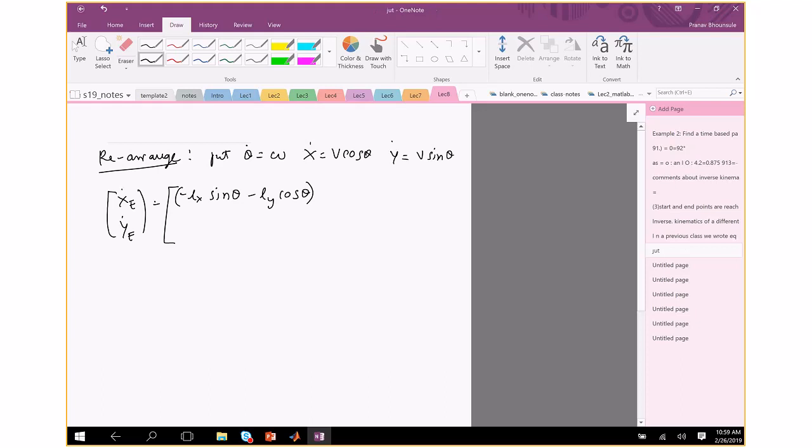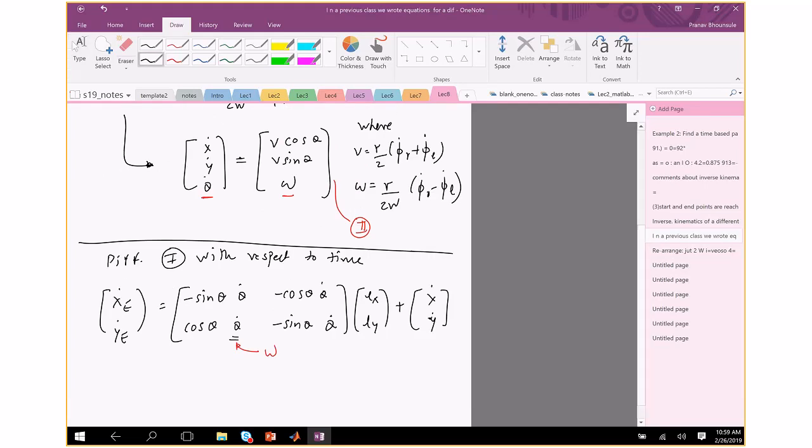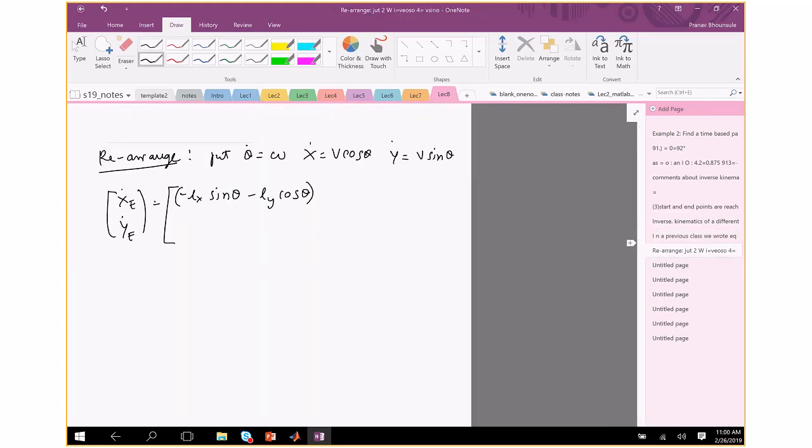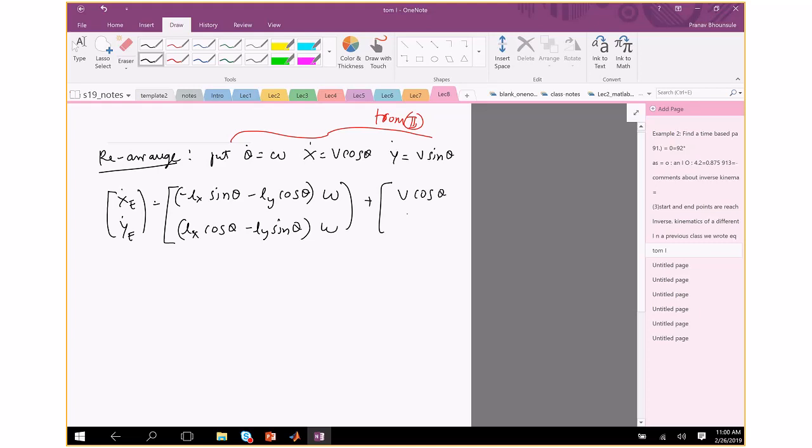So I did a few things. I not only rearranged it, I also put theta dot equals omega, x dot equals v cos theta, and y dot equals v sine theta. This came from the expression I wrote down earlier. So what we get is this: Lx cos theta minus Ly sine theta, omega plus v cosine theta, v sine theta.